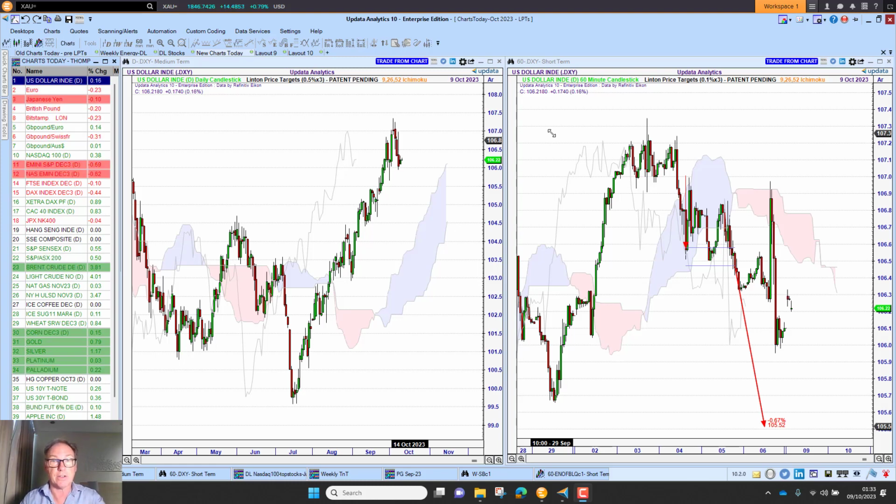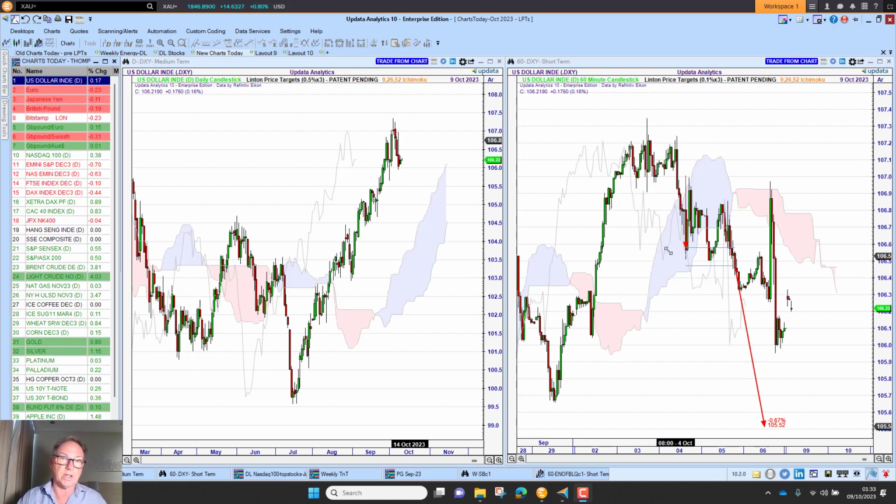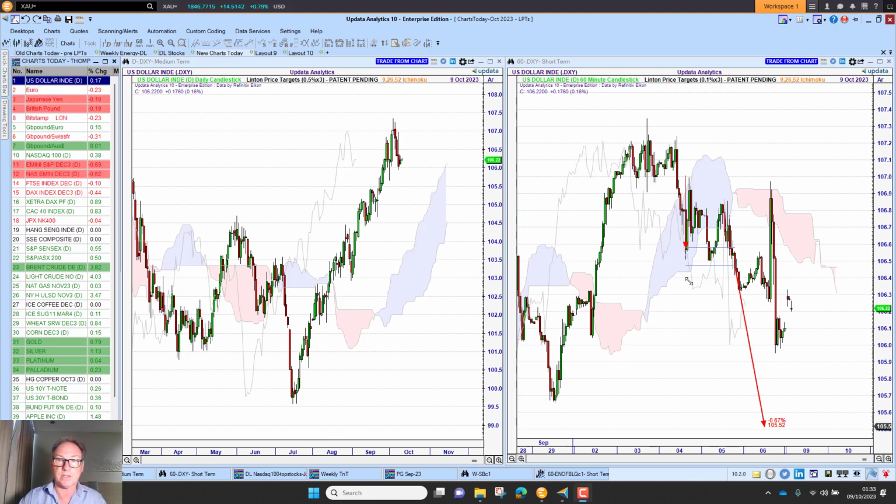I was at the IFTA conference last week announcing these new price targets, and I'm going to be using these in Charts Today from here on. So we start by looking at the dollar index.